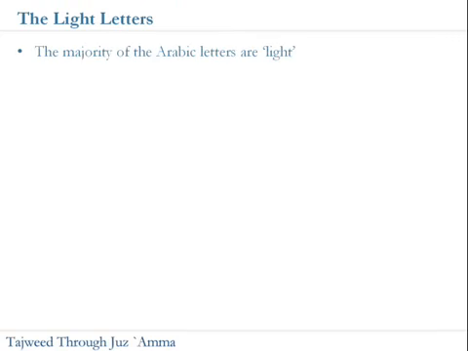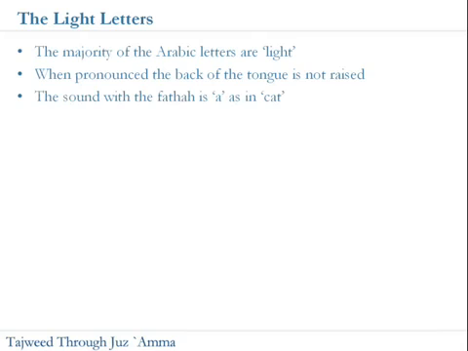The majority of the Arabic letters are what we call light letters, and that means that when they're pronounced, the back of the tongue is not raised. When we come to look at the heavy letters, we'll see that the tongue is really lifted up at the back of the mouth. So light letters are the ones where the back of the tongue is not purposely raised. The sound of the light letters with the fatha is the 'a' as in the word cat.